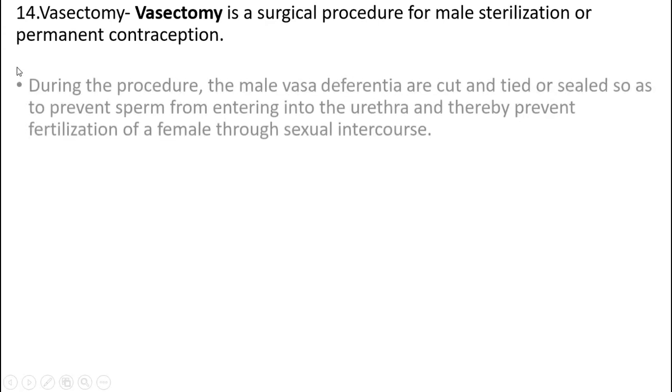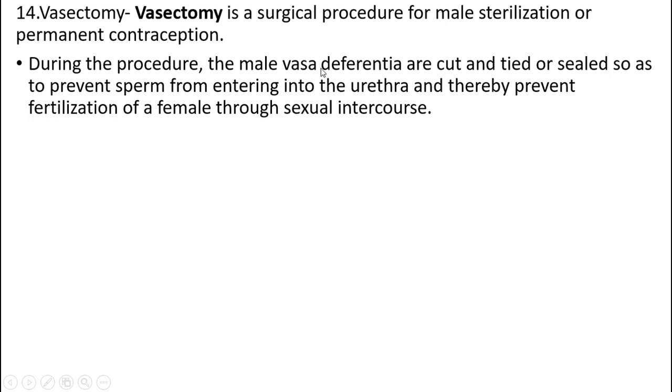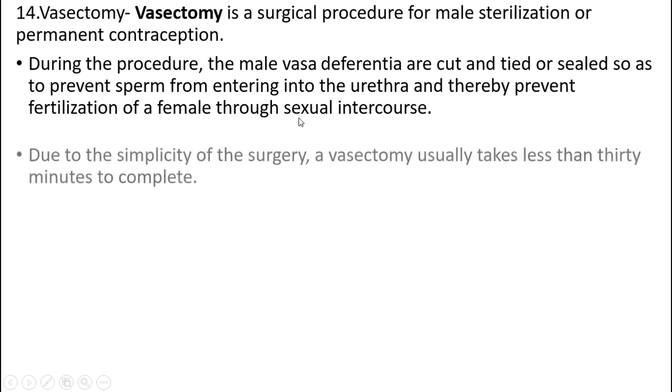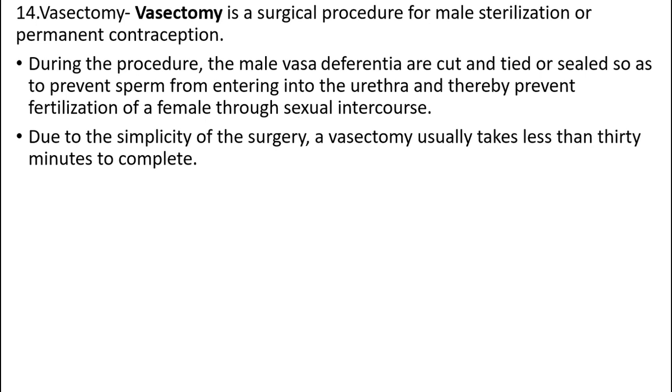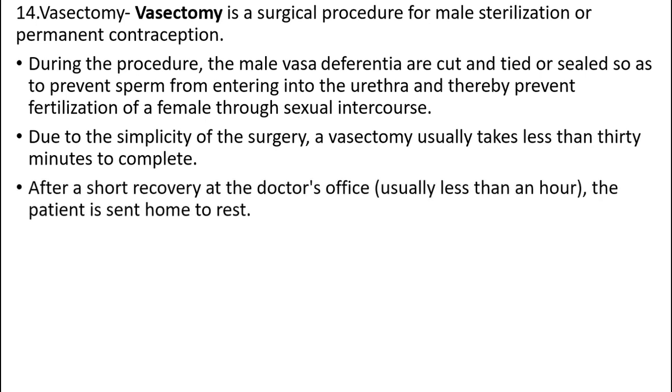Vasectomy. Vasectomy is a surgical procedure for male sterilization or permanent contraception. During the procedure, the male vasa deferentia are cut and tied or severed so as to prevent the sperm from entering into the urethra and prevent fertilization of the female through sexual intercourse. Due to the simplicity of surgery, a vasectomy usually takes less than 30 minutes to complete. After a short recovery in the doctor's office, usually less than an hour, the patient is sent home to rest.